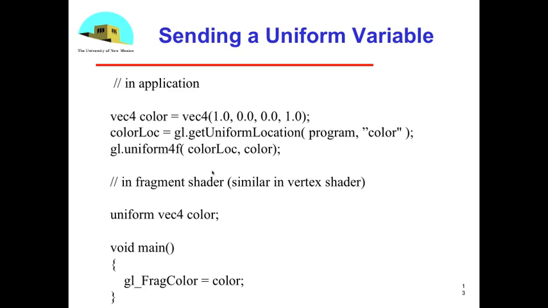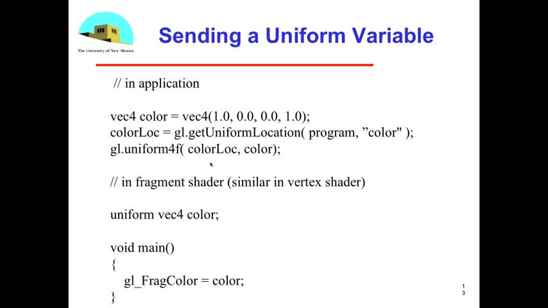Then in the fragment shader, I could do this in either the fragment or the vertex shader. I send it, and that's going to receive this uniform value. I now have uniform saying I'm expecting this to come over from the application, and now, trivial example, I just set the fragment color equal to this color that I sent in. So now everything will have the same color because this uniform variable applies to the whole primitive.